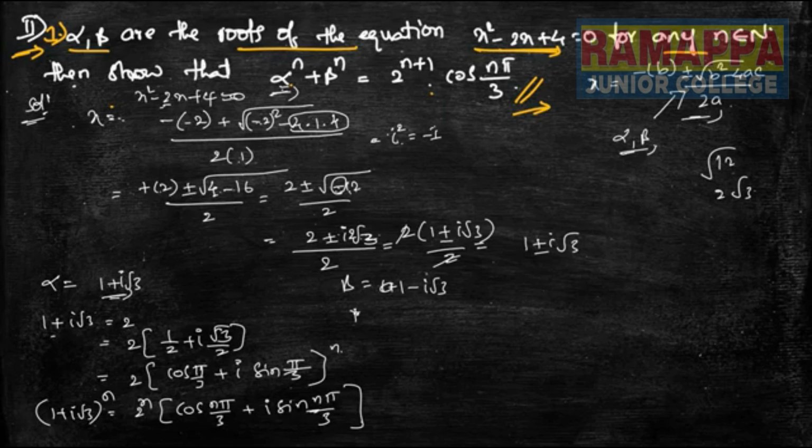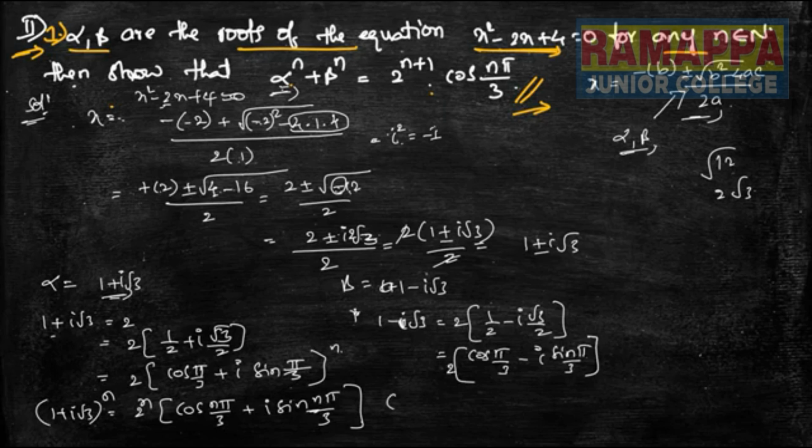So 1 minus i root 3 is equal to 2 into (1/2 minus i root 3/2), which is cos pi/3 minus i sin pi/3. So (1 minus i root 3) whole power n is equal to 2 power n times (cos n pi/3 minus i sin n pi/3).